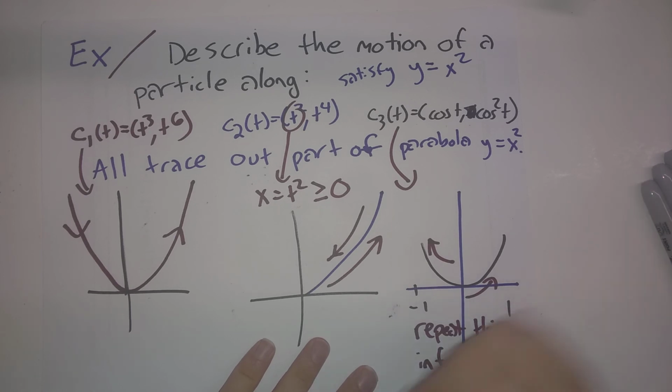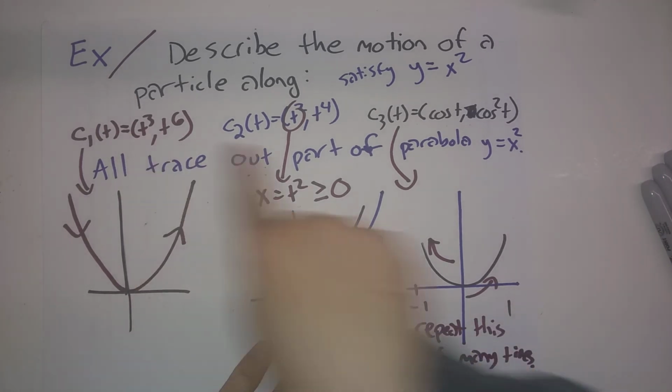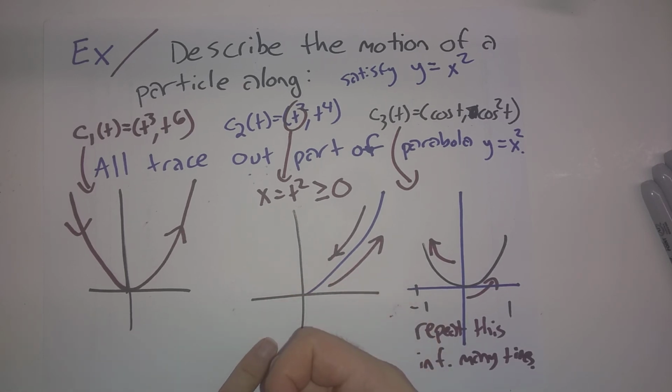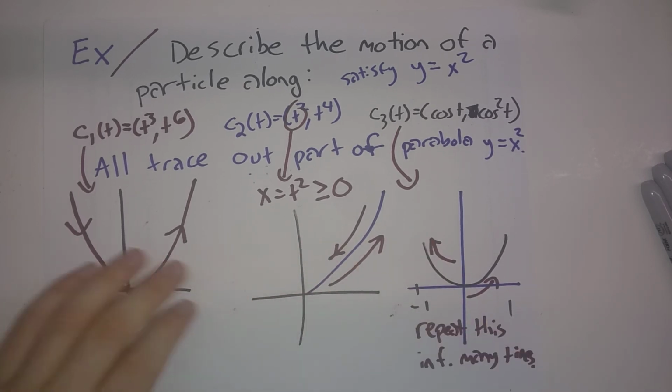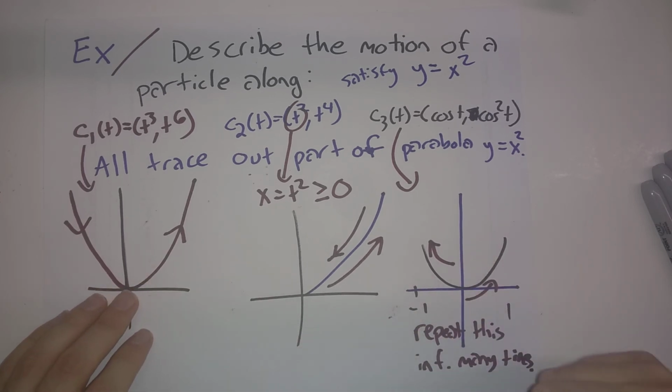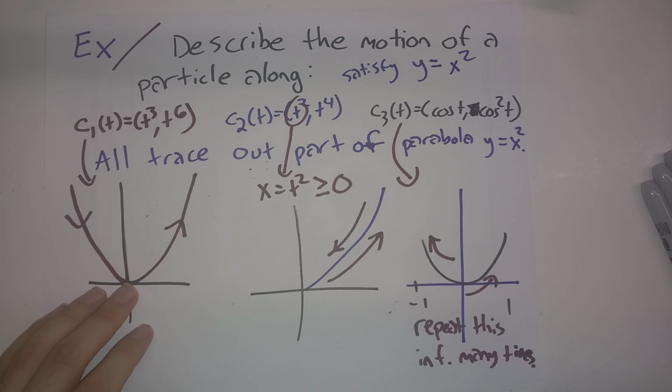So all of this is to say that just because you have different looking parametrizations, they all might trace out parts of the same curve. But just because they're tracing out parts of the same curve, they could trace out different paths, different parts, and they can have very different behaviors. That's the moral of the story of this example.